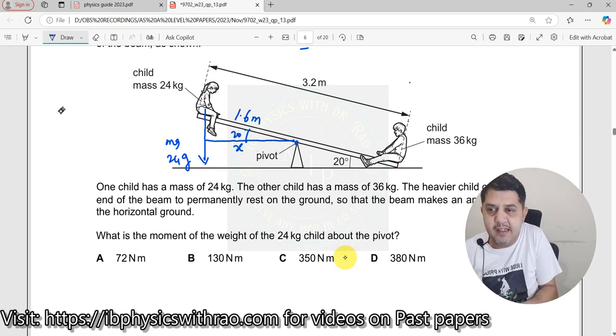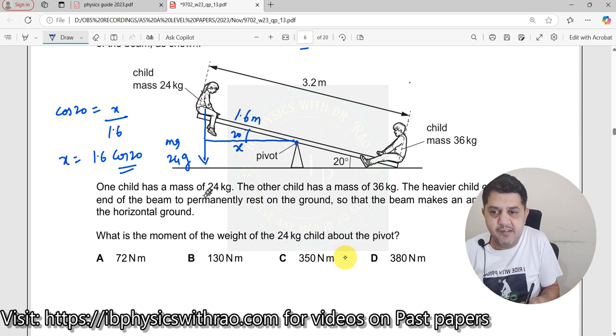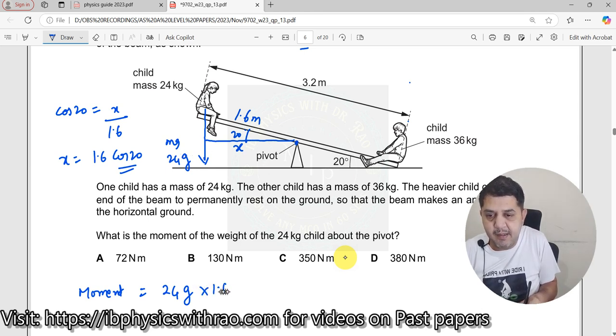I can now write cos 20 is equal to x by 1.6, adjacent by hypotenuse, right? So x should be equal to 1.6 times cos 20. We have got the value of x. Now I need to find the moment. Moment of the force is equal to 24 times g multiplied by this x, which is 1.6 into cos 20.